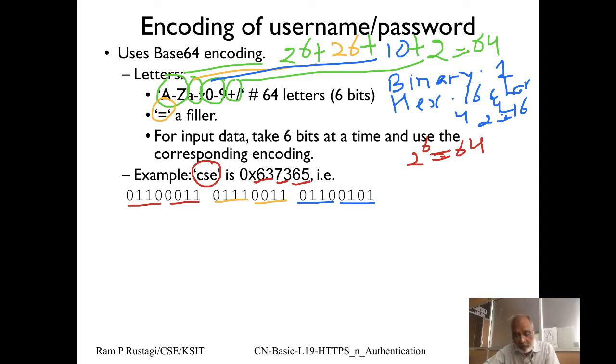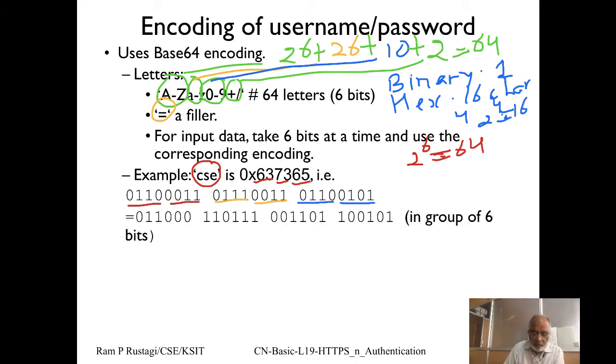Now, how do we take the binary representation and convert it into our 64 letters? If you look at our 64 letters, A to Z with indexing there, you first take the first 6 bits, which gives you 011000. The next 6 bits are this. These are the next 6 bits. Then these next 6 bits are this, and then your next 6 bits are this.